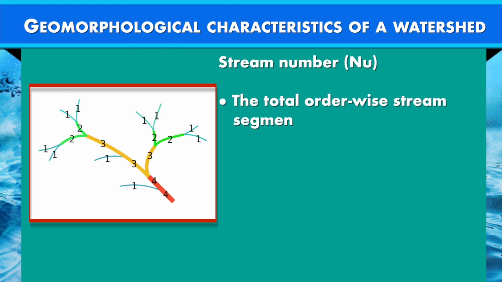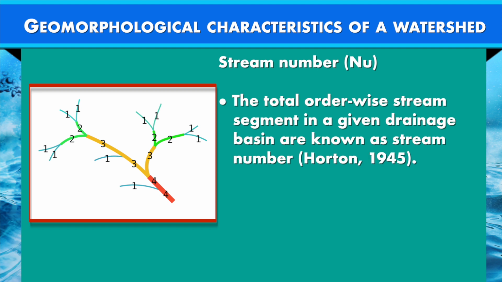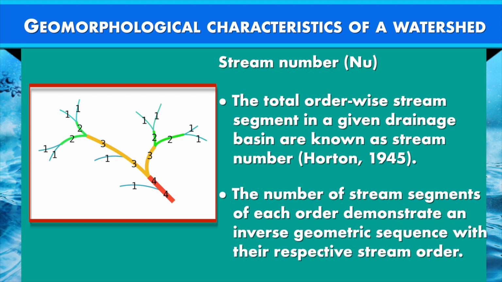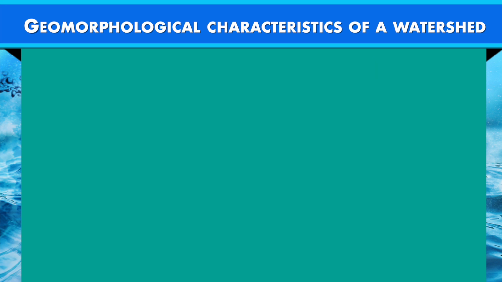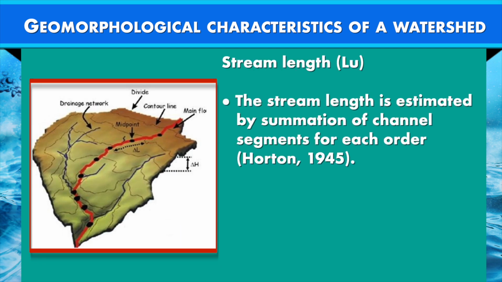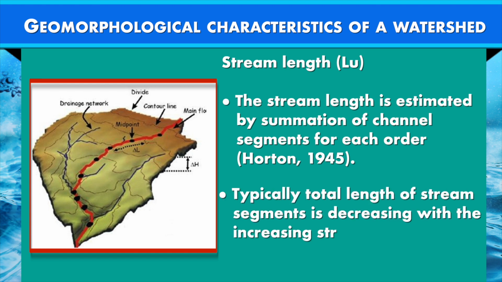The total order-wise stream segments in a given drainage basin is known as stream number. The number of stream segments of each order demonstrates an inverse geometric sequence with their respective stream order, which means the higher order streams will have lower numbers in a catchment or watershed. The stream length is estimated by the summation of channel segments for each order. Typically, the total length of stream segments decreases with increasing stream order.